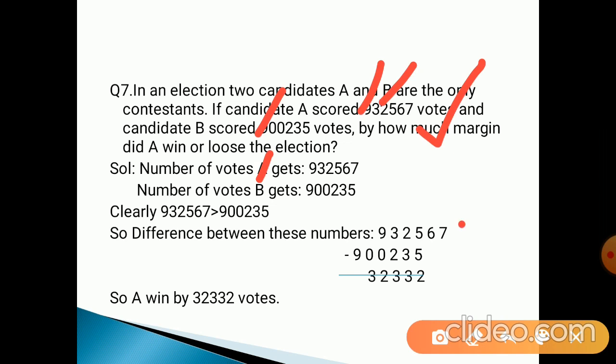We will write 932,567. We will write 9200235. We will subtract these numbers and our answer will be 32332. So A wins by 32,332 votes.